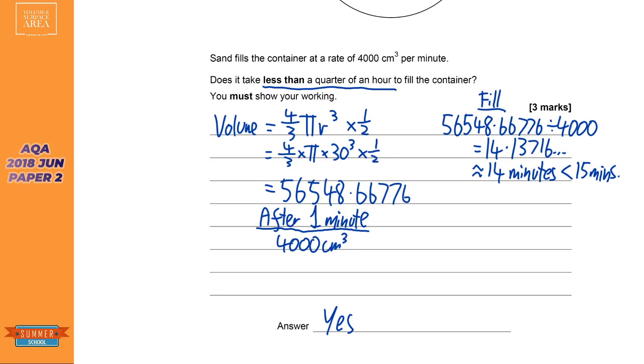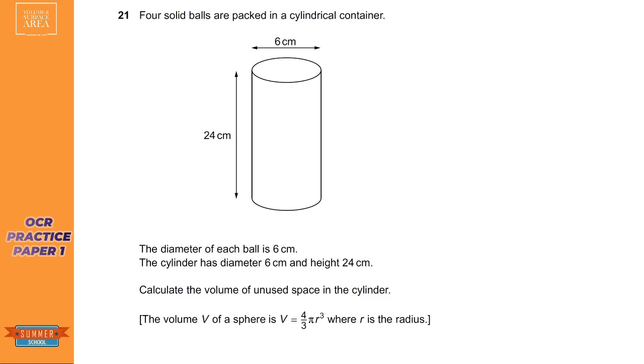Not the easiest of questions, but we're going to finish with OCR's offering. Now, I got this from the practice paper that they released before the first exams of the new spec. This was a really nice question, just to illustrate all the bits that you need to learn with volume. So we've got a cylinder here, and we're filling it with balls, and it's basically saying how much free space is there.